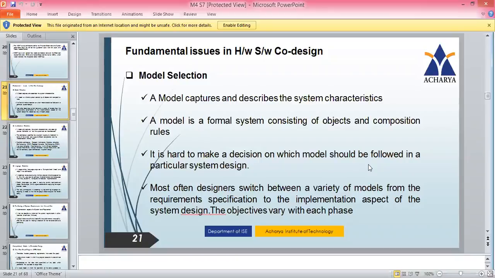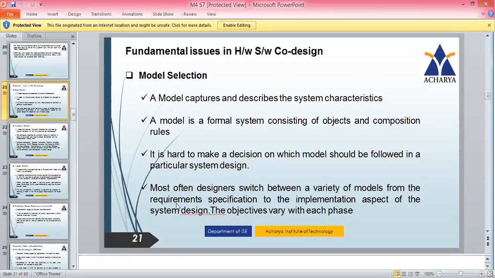Most often, designers switch between a variety of models from the requirement specification to the implementation aspects of the system design. So this is, again, the entire process, the life cycle of software development. This you would have come across. Any software development starts with the requirement specification. So that's what they're telling.